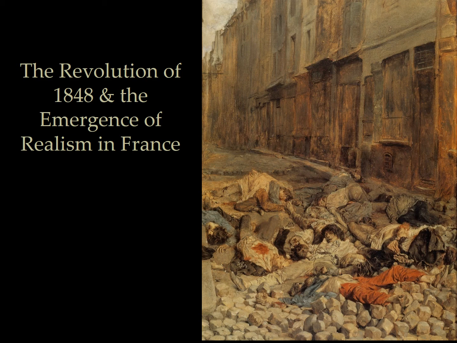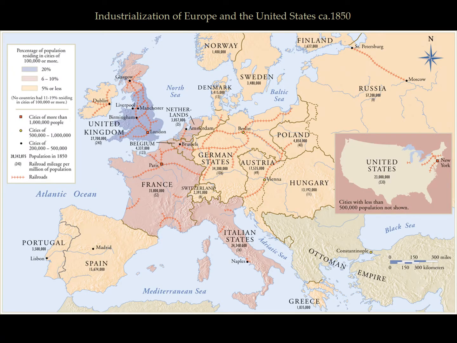This lecture will look at the circumstances surrounding the emergence of the first modern art style, known as realism, during the revolutions of 1848. Now, the late 19th century will witness the full effects of the Industrial Revolution, whereby, just to show you a map here of the industrialization of Europe, we now have cities of over 1 million people in London and Paris, and of course populations exploding elsewhere.